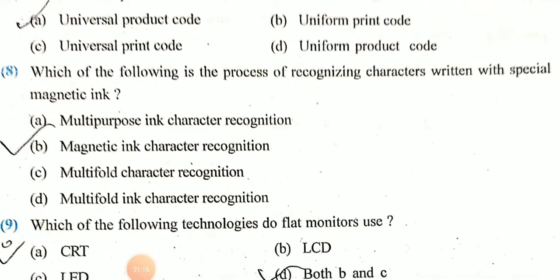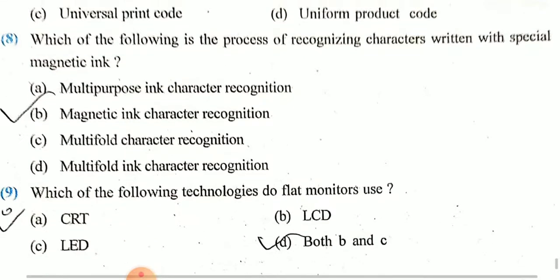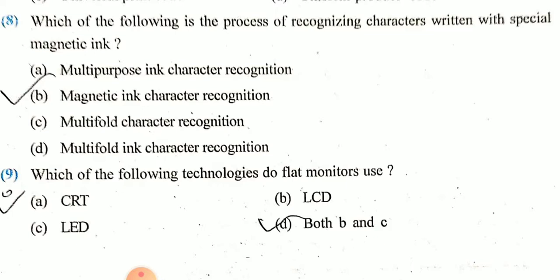Which of the following is the process of recognizing characters written with special magnetic ink? Here your options are A. Multi-purpose ink character recognition, B. Magnetic ink character recognition, C. Multi-fold character recognition, D. Multi-fold ink character recognition. So here your answer is magnetic ink character recognition.